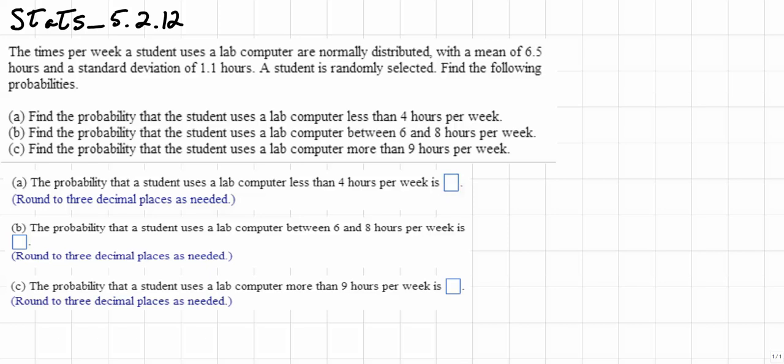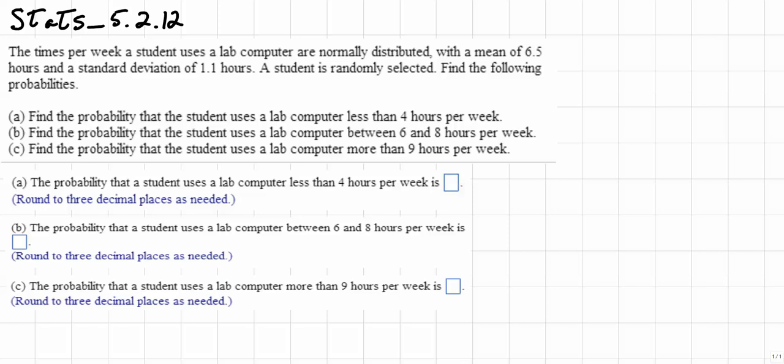Find the probability that the student uses a lab computer less than 4 hours per week. B. Find the probability that the student uses a lab computer between 6 and 8 hours per week. C. Find the probability that the student uses a lab computer more than 9 hours per week.